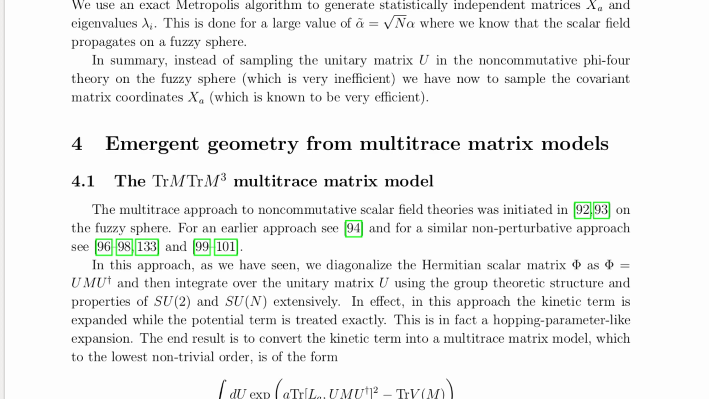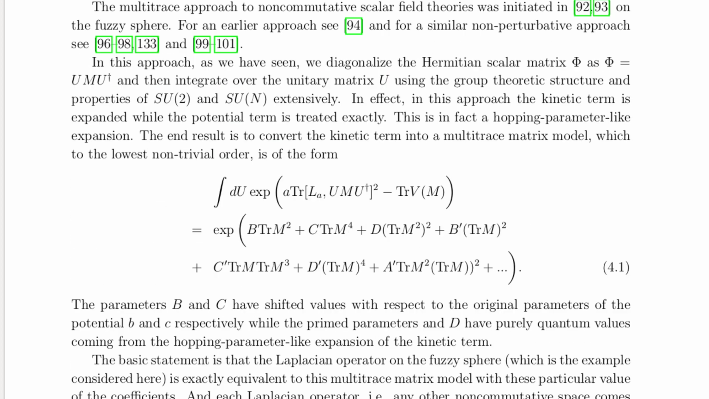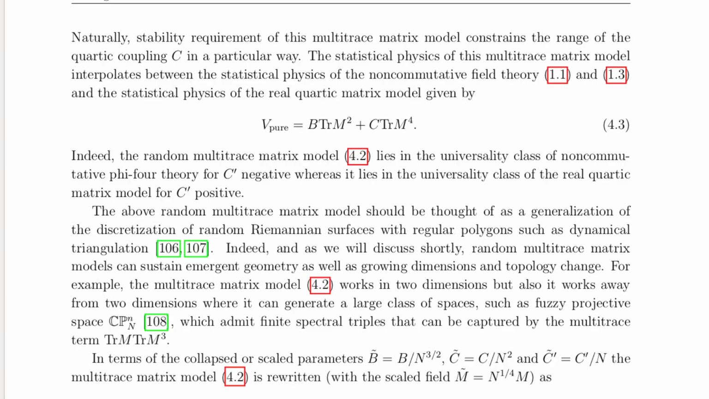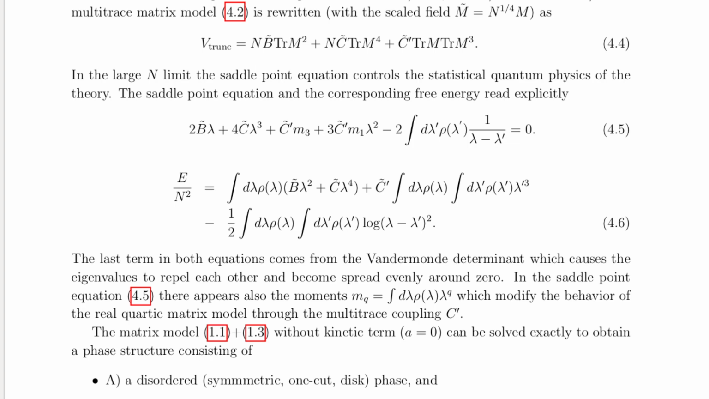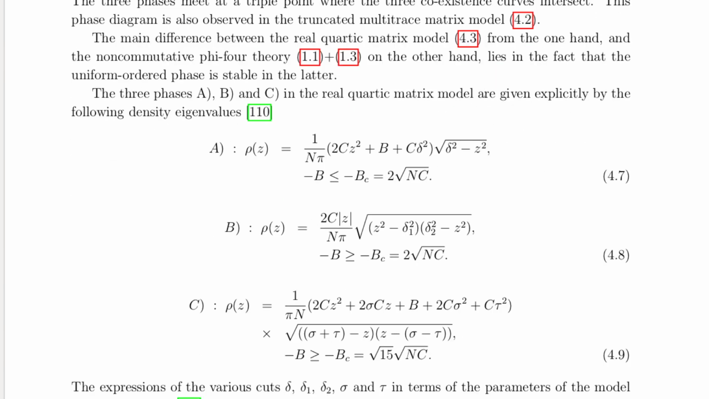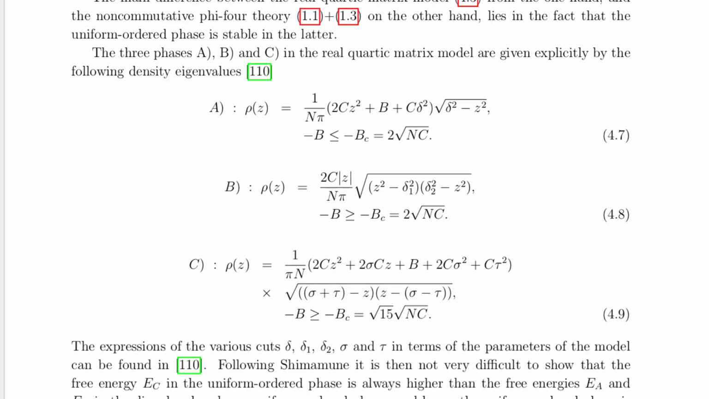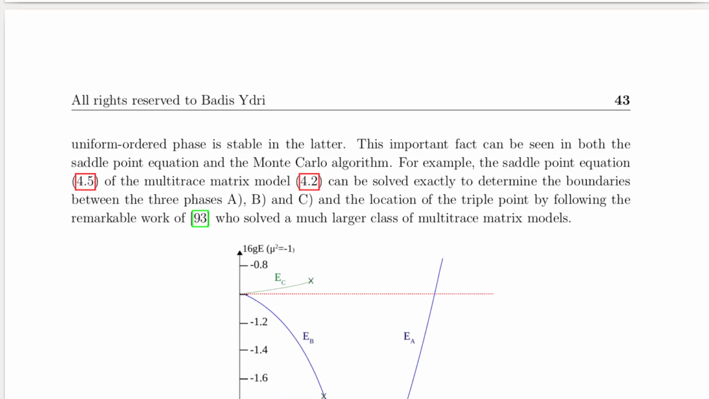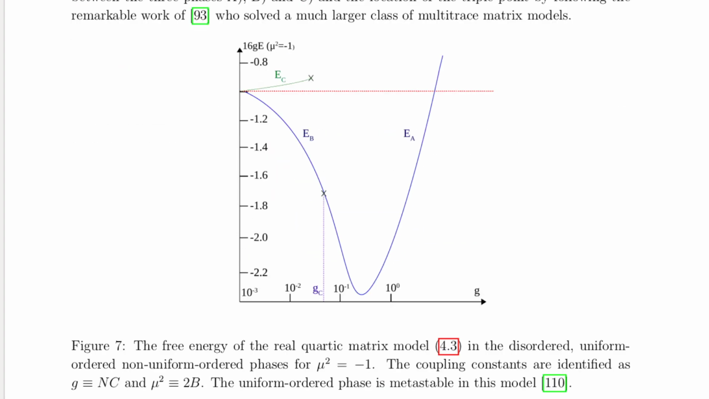In more advanced theories, like multitrace matrix models, we find even richer insights into emergent geometry. Multitrace matrix models are designed to capture the interactions of fields on non-commutative spaces. As these fields interact, they can enter a uniform ordered phase, where a coherent but smooth geometry emerges from what was originally a chaotic quantum state.